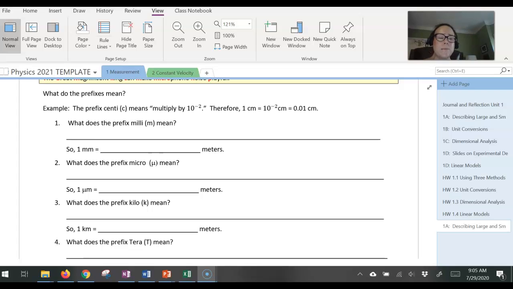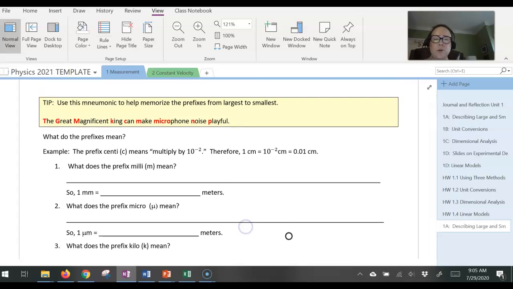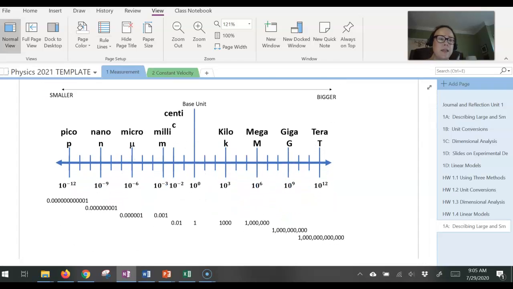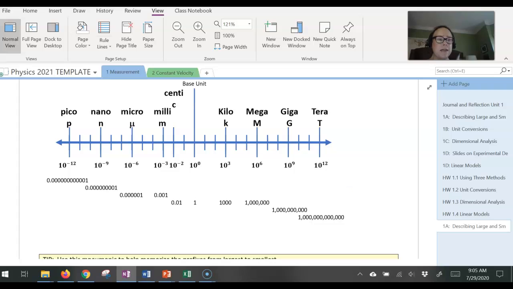This webcast talks about Worksheet 1A, where we are discussing Method 1, using prefixes to describe large and small quantities. And you may notice that there is a prefix number line here at the top of this worksheet. It's showing you the prefixes in order from the smallest ones on the left to the largest ones on the right. It's another way of looking at these prefixes because we do need to start to get a good intuition and understanding of what they all mean.